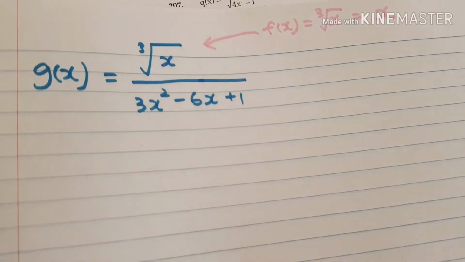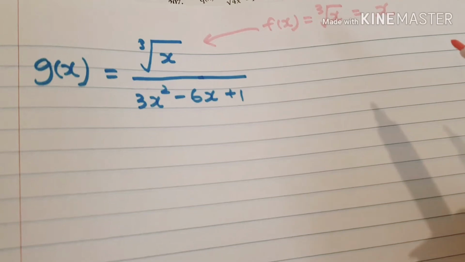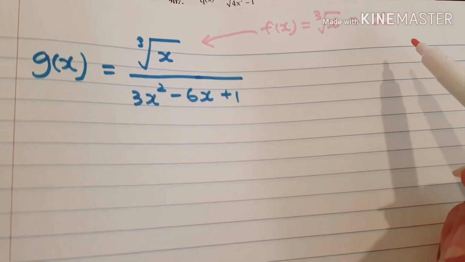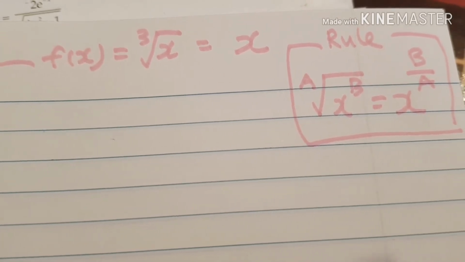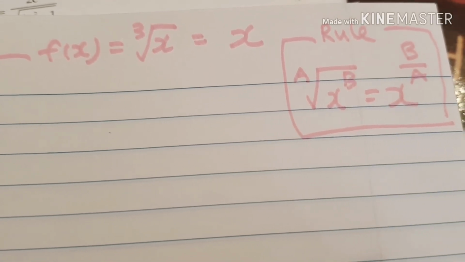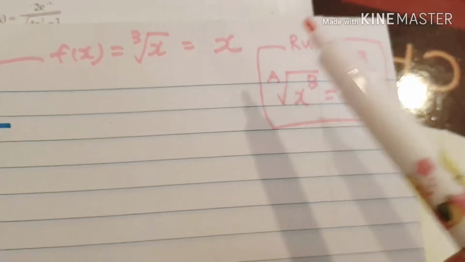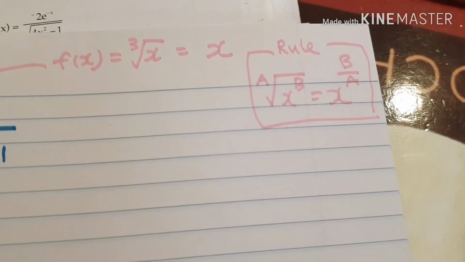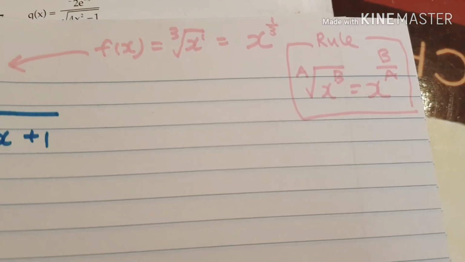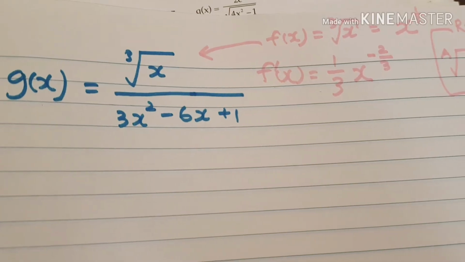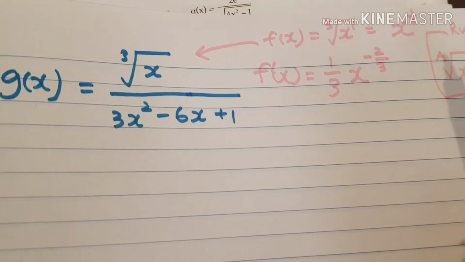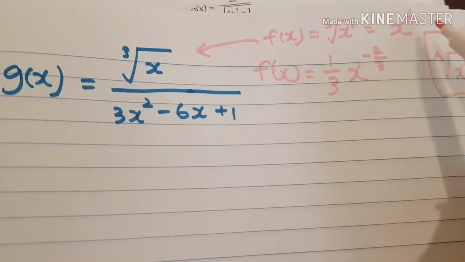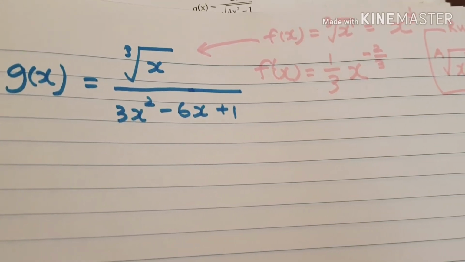Okay, the top one, it's a cubic root. How would you put it back into fraction form, remember? Remember this rule? Okay, let's apply it. Over here, it's x to the power 1, right? So therefore, what would it be? 1/3, right? Okay, and when you're differentiating it, 1/3 comes down and 1/3 minus 1, which will be negative 2/3.